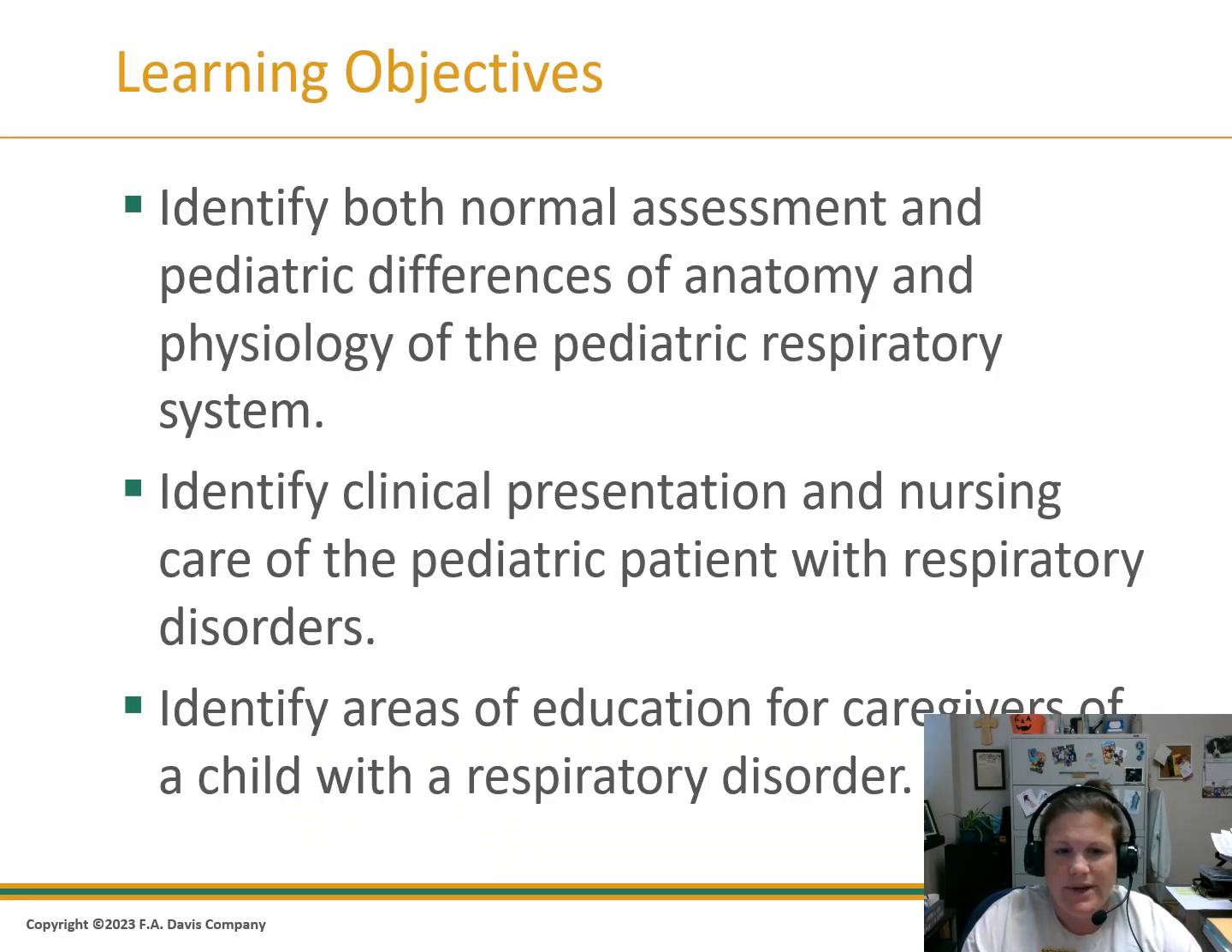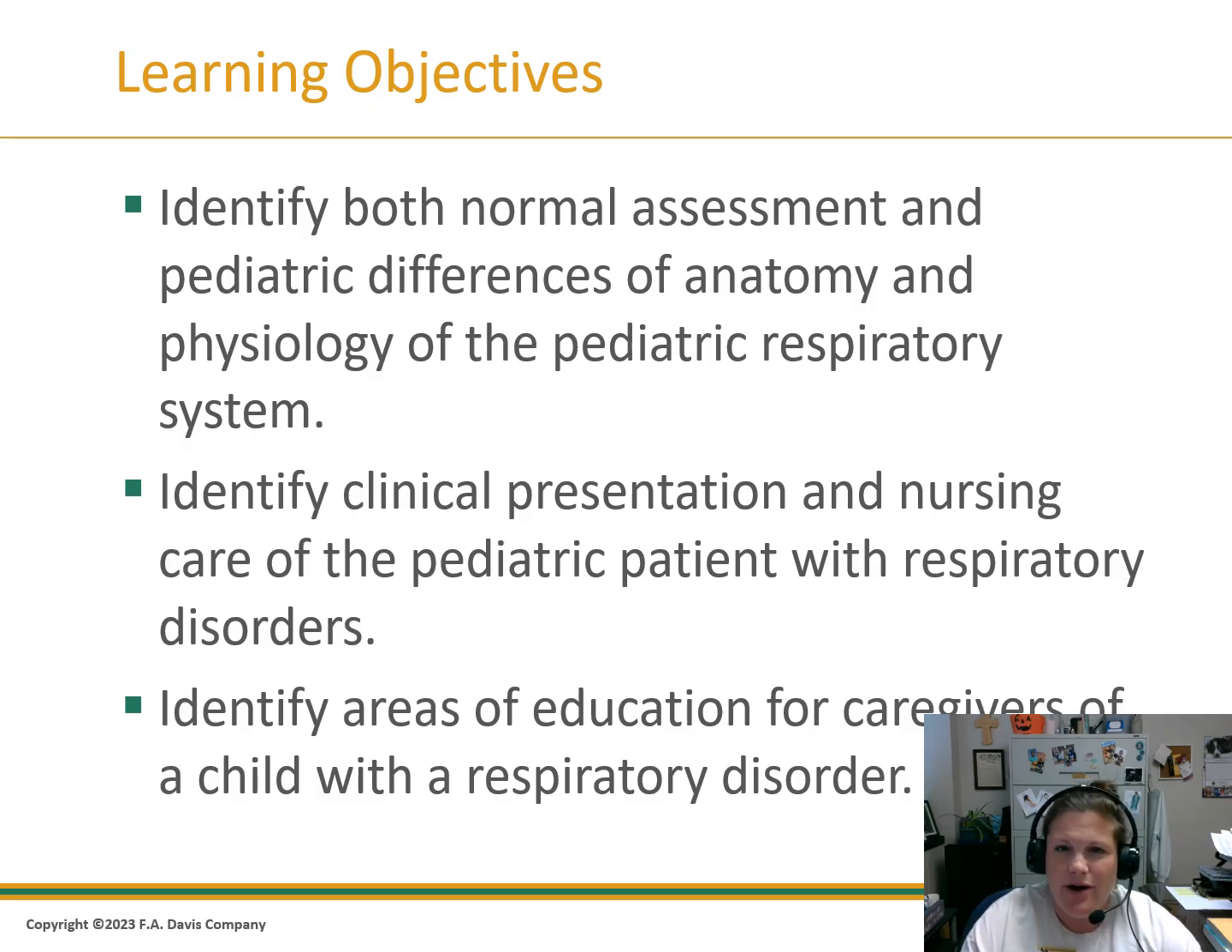And as always, we have our learning objectives that we plan to explore throughout this chapter and this lecture, primarily recognizing the differences in the pediatric patient from the adult patient. Obviously, a lot of it has to do with the immaturity of the immune system and the immaturity of the respiratory system, and why that makes children more susceptible to all of these different conditions and diseases.